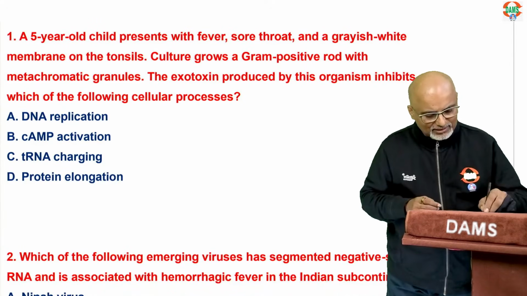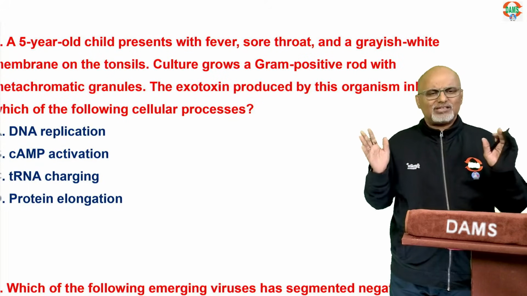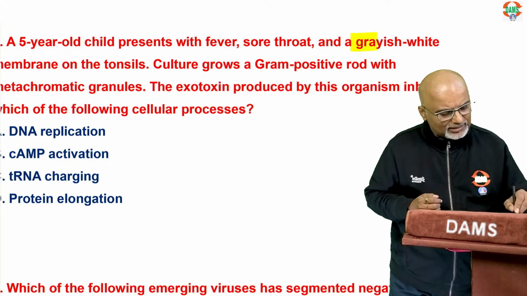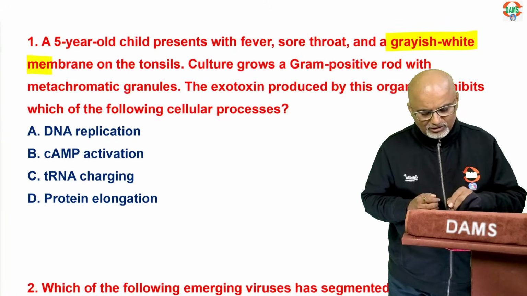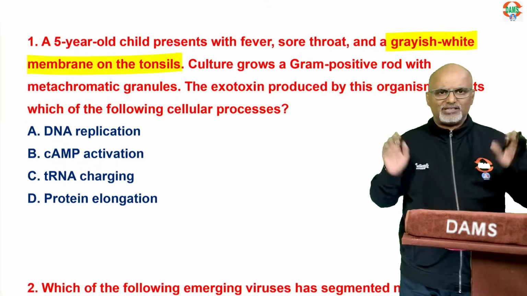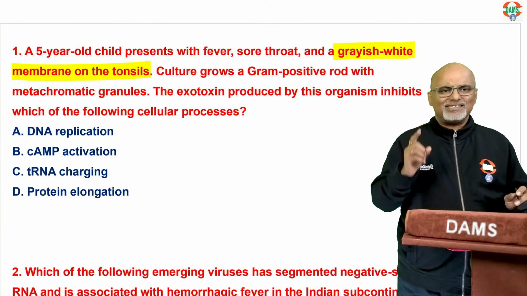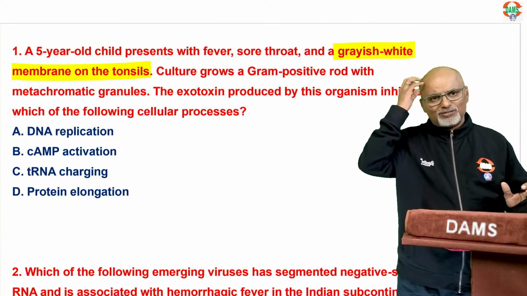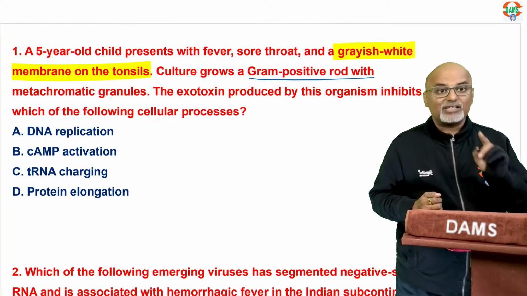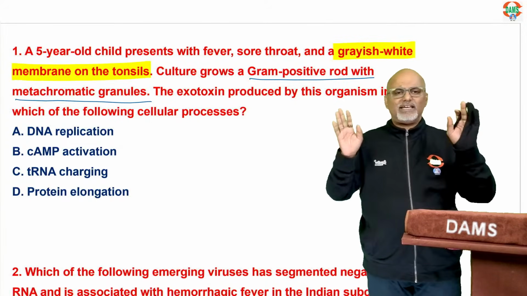First question. A 5-year-old child presents with fever, sore throat. There are 100 differential diagnoses you can give, but one and only one you can diagnose: grayish white membrane on the tonsils, pseudomembranous tonsillitis. Many people already typed, sir, it is diphtheria. Good. Pseudomembranous tonsillitis, only diphtheria. That means you already studied. Culture grows gram-positive rod. Another point favoring your diagnosis: metachromatic granules. Game over. It is a 100% case of diphtheria.